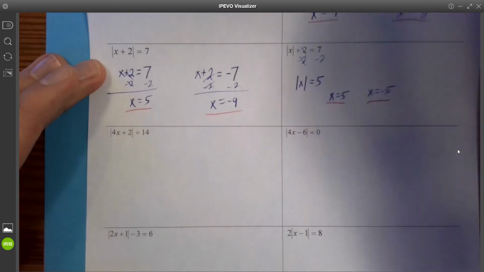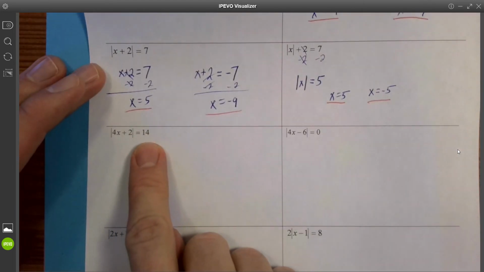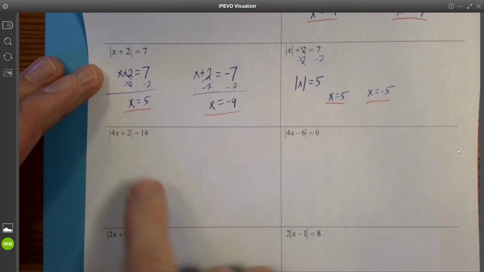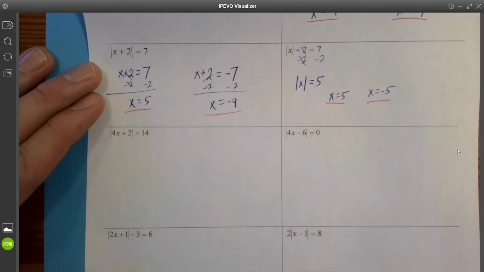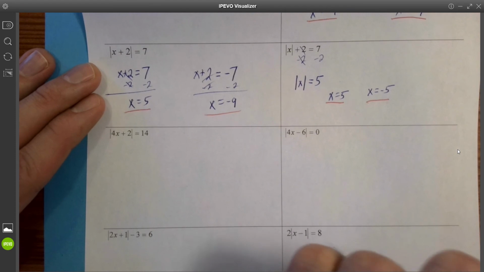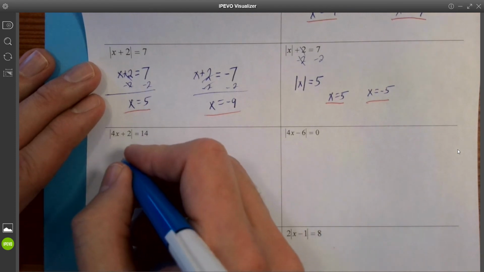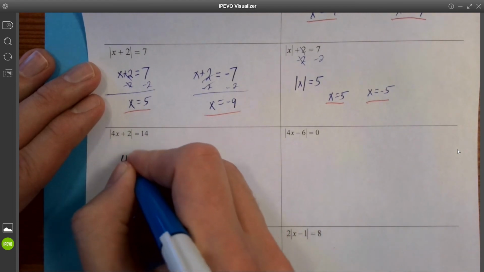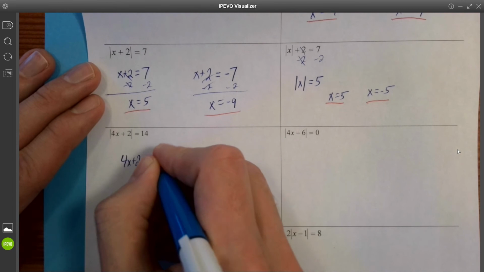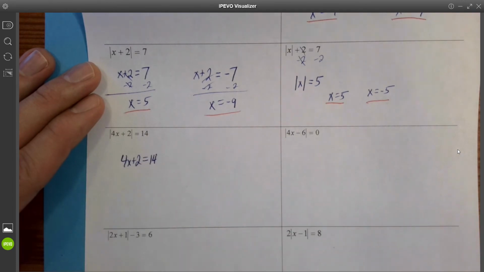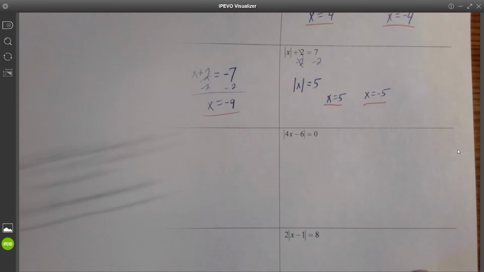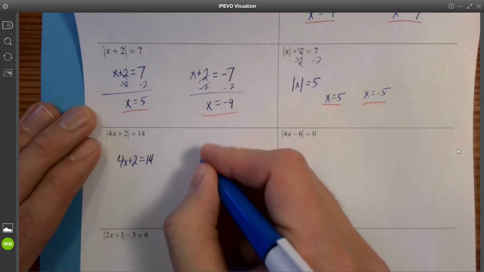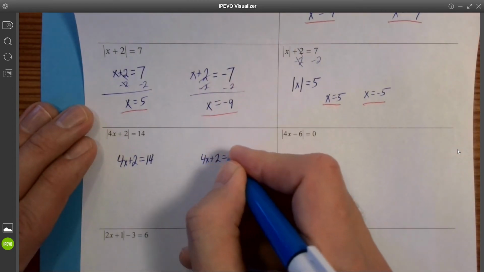Okay, so if we have this, well, we get the bars alone. Oh, they already are. Lucky us. So we already have bars equals something. So now I'm going to drop the bars. And I'm going to drop my mixtape too. And we're going to say, well, 4x plus 2 equals 14. Well, that's great. I got that. It equals the positive. I also need that it equals the negative. So we're going to say 4x plus 2 equals negative 14.